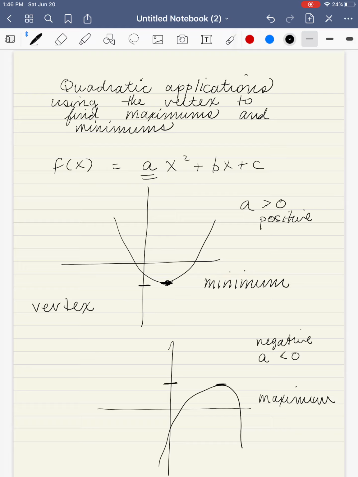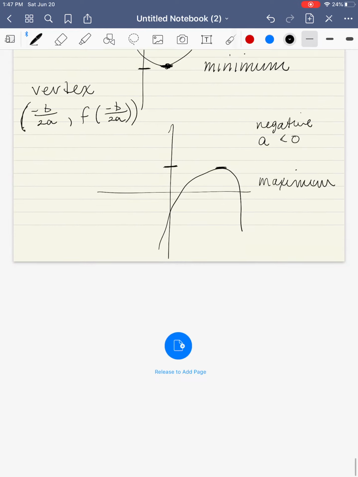So the lowest possible value that the function takes on, or the highest possible value that the function takes on, is the y-coordinate of the vertex. So we're going to end up having to use our vertex formula. And remember, the x-coordinate is negative b over 2a, and then to find the y-coordinate, we plug negative b over 2a into the given function to find what y is equal to. So we're going to see that we can use what we know about the vertex of a parabola to solve applications.